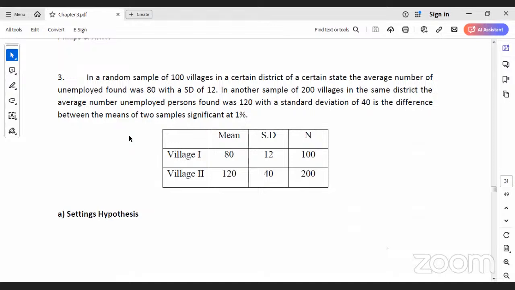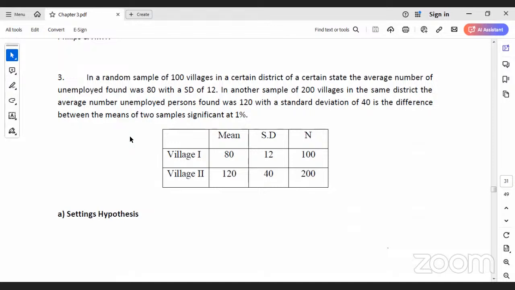In a random sample of 100 villages in a certain district of a certain state, the average number of unemployed found was 80, I'm using the word average, with a standard deviation of 12. In another sample of 200 villages in the same district, the average number of unemployed persons found was 120 with a standard deviation of 40. Is the difference between the means of the two samples significant at 1%?